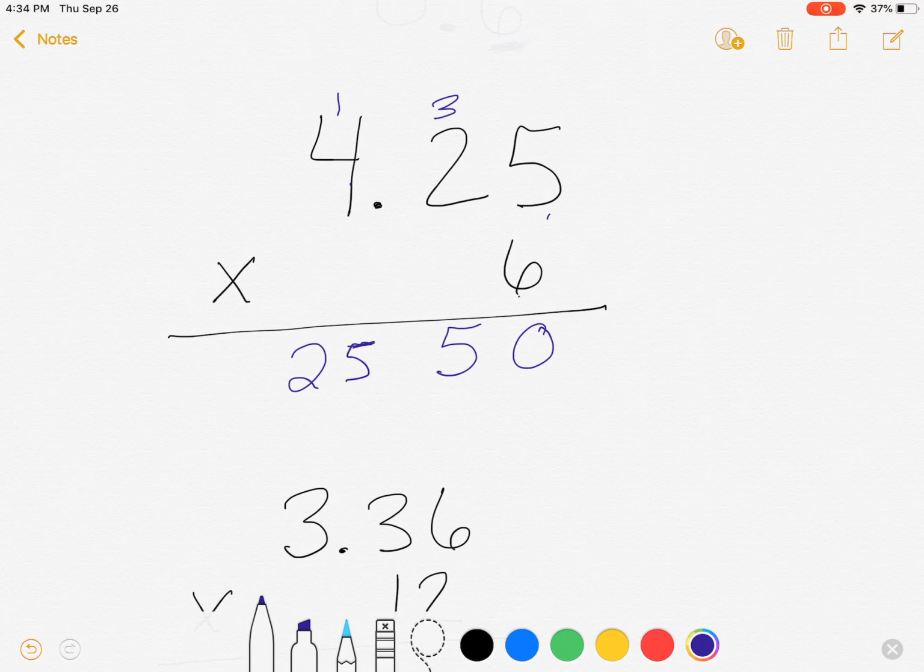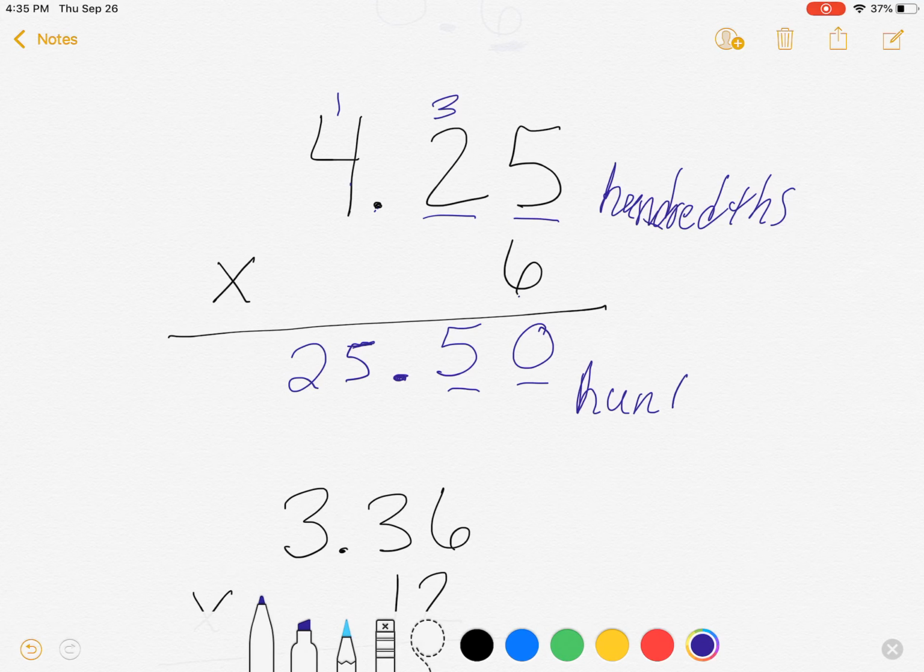Now, I need to place my decimal. I can't always just move it down. That does not always work for multiplication, especially when we start multiplying decimals by decimals. So I need to look at my factor. I have 2 places decimal. I need 2 places decimal. So if my factor has hundredths, my product needs hundredths.